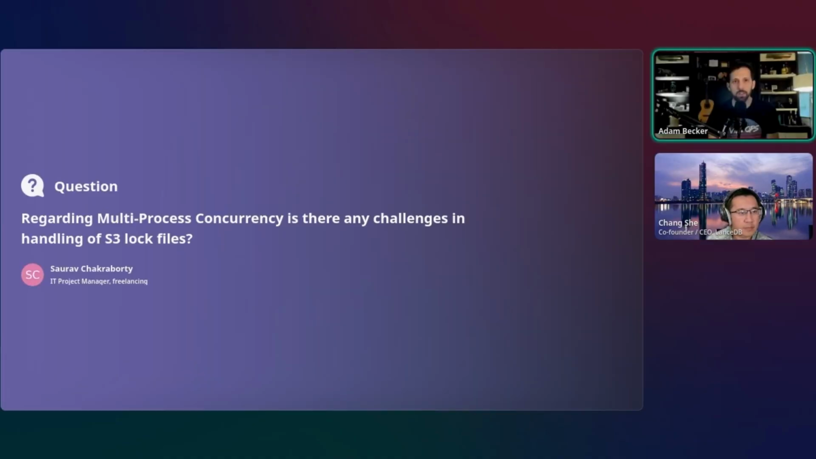Yep. We got one more here. I'll put it up on the stage, regarding multi-process concurrency. Are there any challenges in handling of S3 log files?